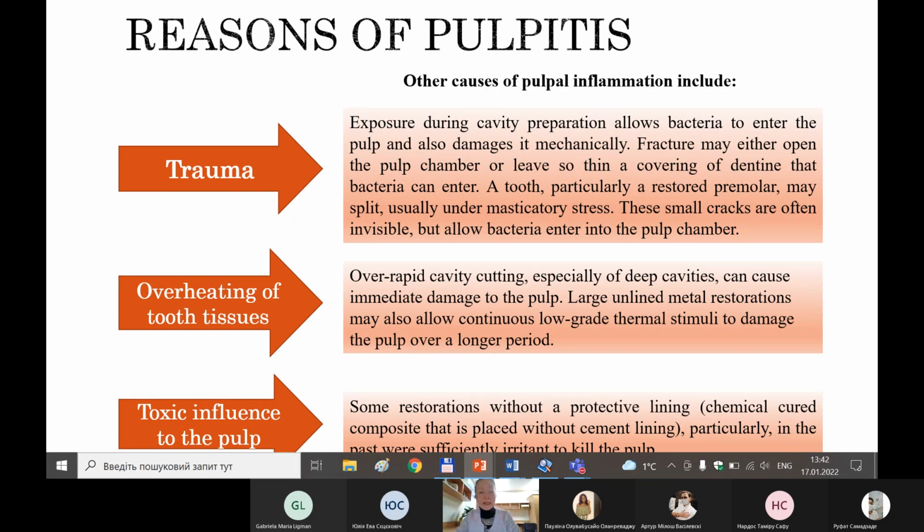Another reason: overheating of tooth tissues. Over-rapid cavity cutting, especially of deep cavities, can cause immediate damage to the pulp. Large, unlined metal restorations may also allow continuous low-grade thermal stimuli to damage the pulp over a long period. And toxic influence. Some restorations without a protective lining, especially chemically cured composite that is placed without cement lining, particularly in the past, were sufficiently irritant to kill the pulp.